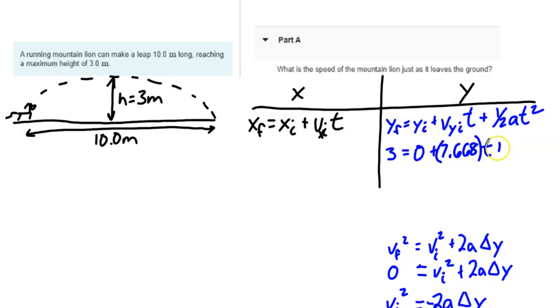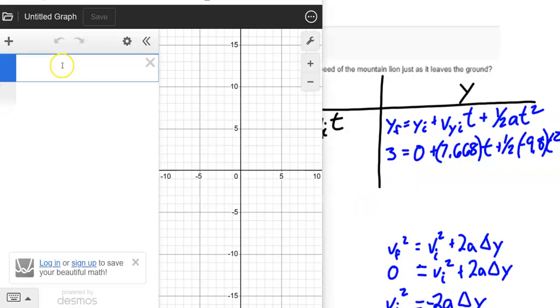T plus 1/2 negative 9.8 t squared. Now, we're going to jump over to Desmos and solve for t real quick. All right, so here we go. Wait, I think I need to do that. Negative 3 plus 7.6.